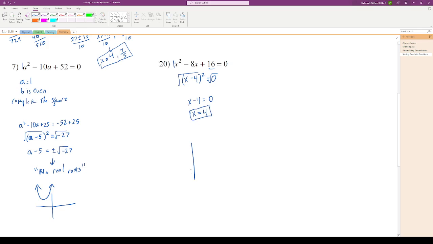And if you'll recall from algebra, what that means is that x equals 4 is what we call a double root. So that means the parabola touches at 4 and turns around right there. So instead of passing through the x-axis and coming back up and making two different roots, it just touches down there and makes that single root, which is a double root at 4.